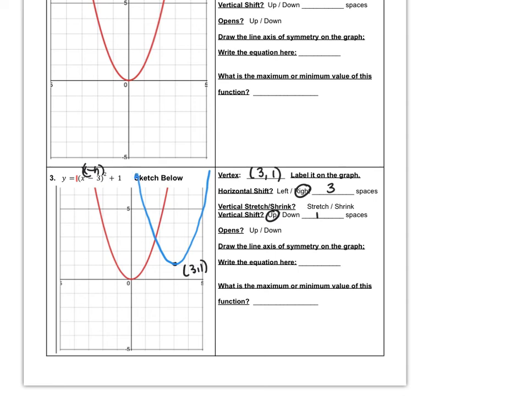I also knew that it opened upward since my a value was also a positive 1. So it's going to open up as well. My axis of symmetry this time, if I draw it, looks like this. And that's the vertical line, that's x equals 3. This quadratic equation also has a minimum value, and it's a minimum value of 1. Again, your maximum or your minimum occurs at the vertex, but it's only the y-coordinate of the vertex.